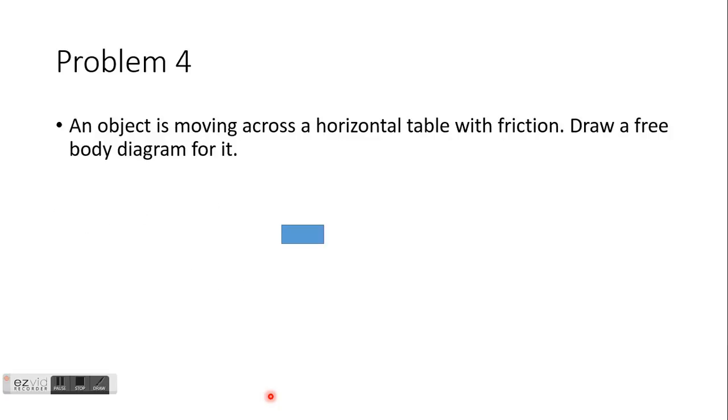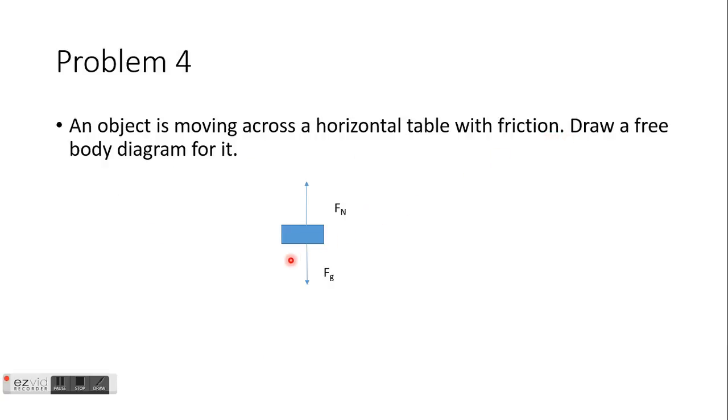Okay, moving on. An object is moving across a horizontal table with friction. Draw a free body diagram for it. So this is our object right here. The first thing you always do is draw gravity. So we draw the force of gravity and label it. And since it's not accelerating in the y direction, we have the normal force to oppose it. It's the same length because it's the same magnitude.